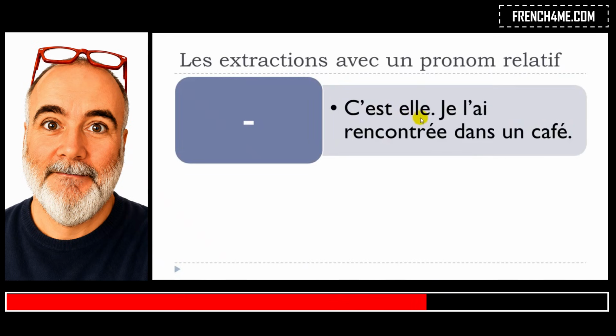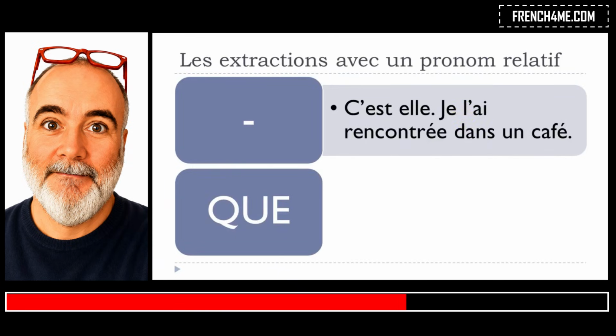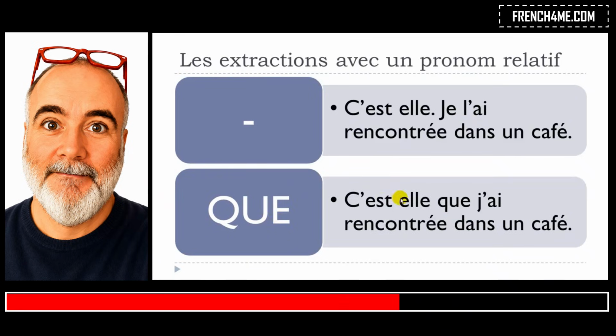C'est elle, so it's her. Je l'ai rencontrée dans un café. So I met her in a cafe. And you can see that in that case, in the second sentence, it's not the subject. It's complément d'objet direct. So this is the reason why we will use que. Okay, and let's see what result we will have.